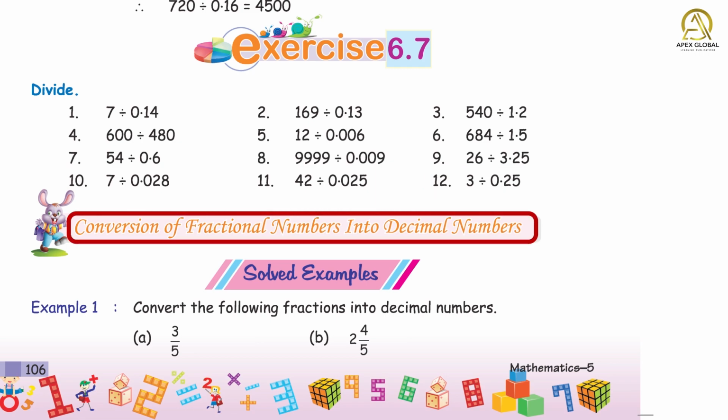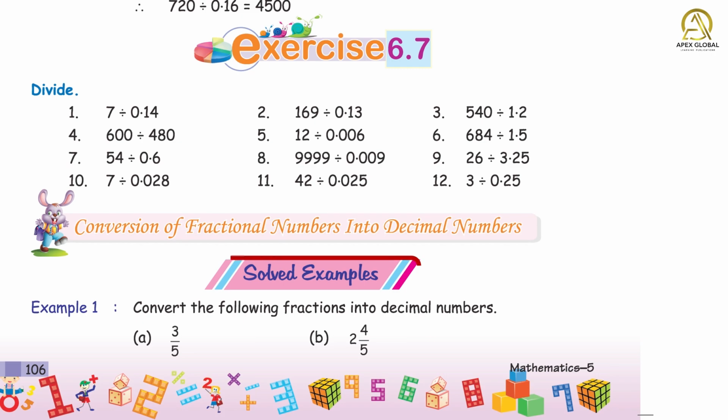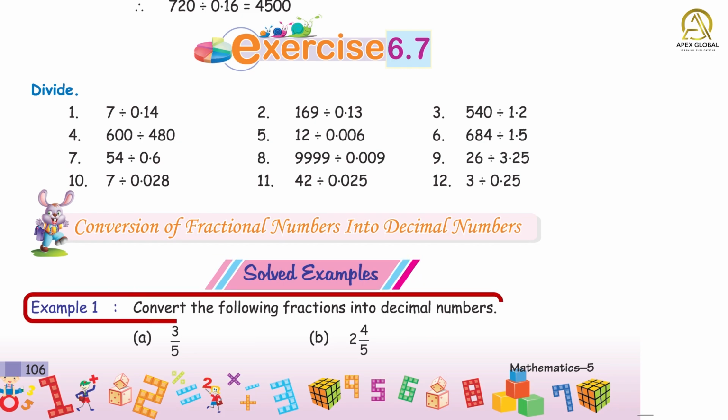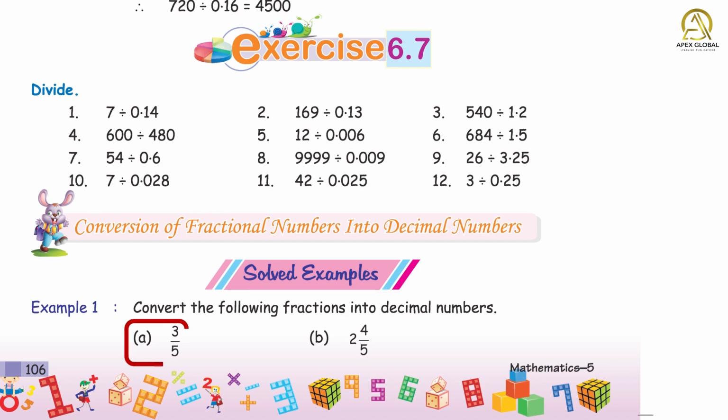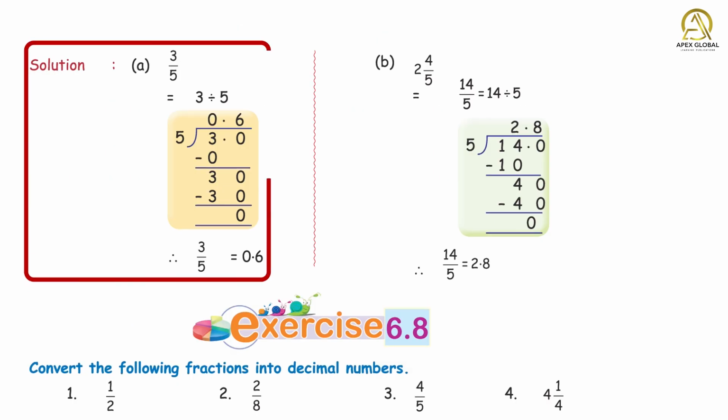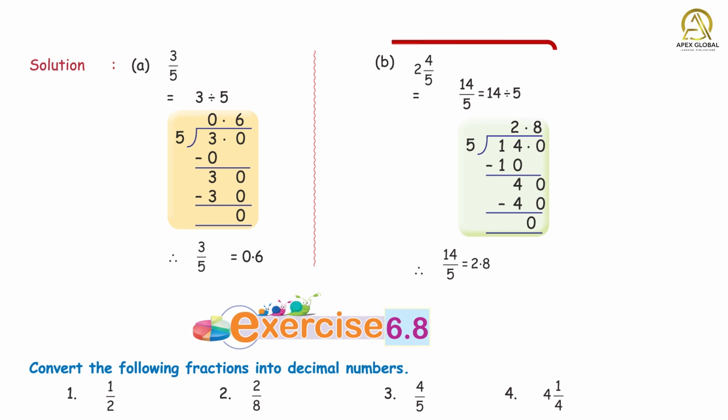Conversion of fractional numbers into decimal numbers. Solved example. Example 1. Convert the following fractions into decimal numbers. A. 3 upon 5. B. 2. 4 upon 5. Solution: A. 3 upon 5 is 3 divided by 5, which equals 0.6. B. 2.